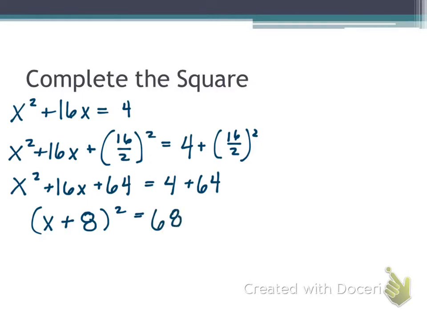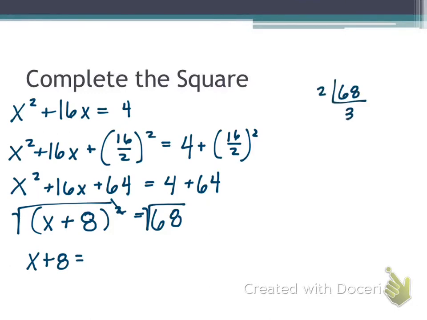Now, what do I do once I get to this step? Square root, and I get x plus 8 is equal to, what's the square root of 68? There isn't one. Can I simplify the square root of 68? Yes, I can. So I need to do upside down division. 2, 34, 2, 17. So I have a pair of 2's, which means I'm going to write a 2 on the outside and the square root of 17. What should be in front of that 2 times the square root of 17?